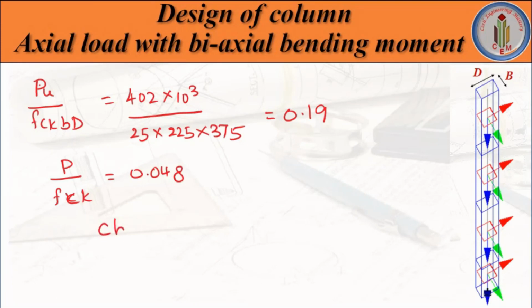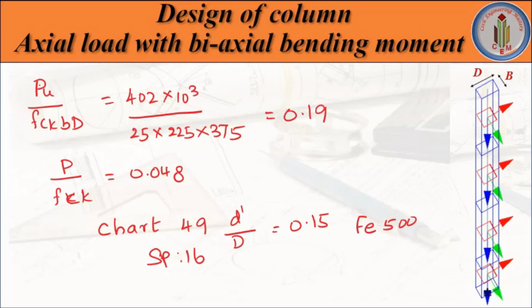So this value we know. Now we need to go to chart 49 because we took the value D dash by D as 0.15. We are taking the reinforcement as equally distributed on 4 sides, and D dash by D is 0.15. We have Fe 500, so we have to choose chart number 49 from SP16. We need to find out the value of MU by FCK BD square. Let's go to the chart now.